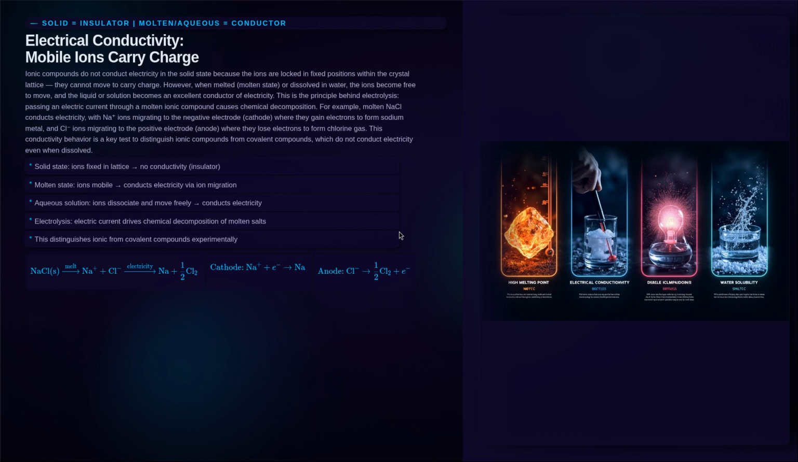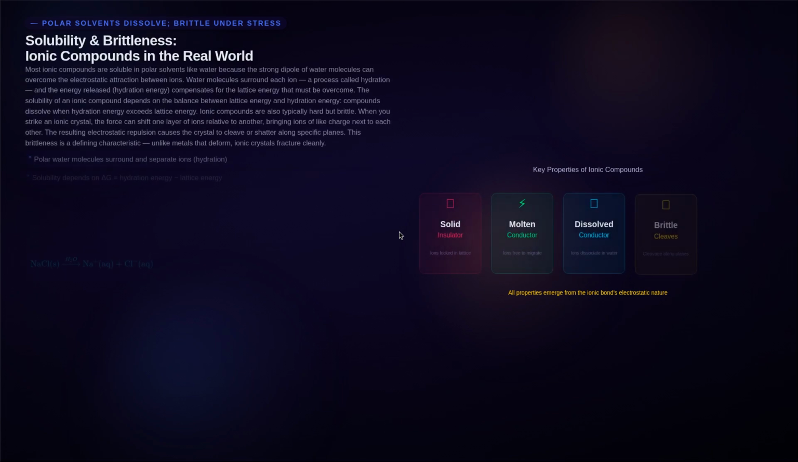For example, molten sodium chloride conducts electricity with sodium ions migrating to the negative electrode, where they gain electrons to form sodium metal, and chloride ions migrating to the positive electrode, where they lose electrons to form chlorine gas. This conductivity behavior is a key test to distinguish ionic compounds from covalent compounds.